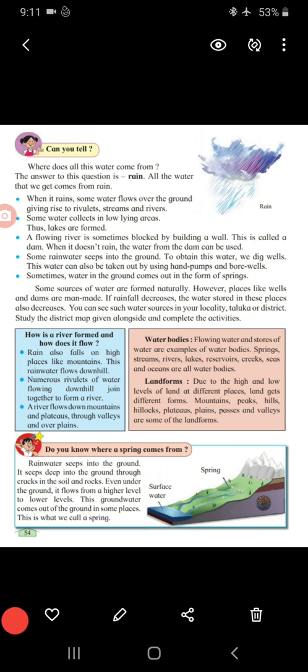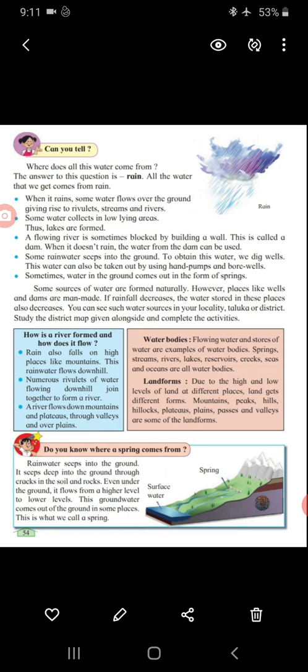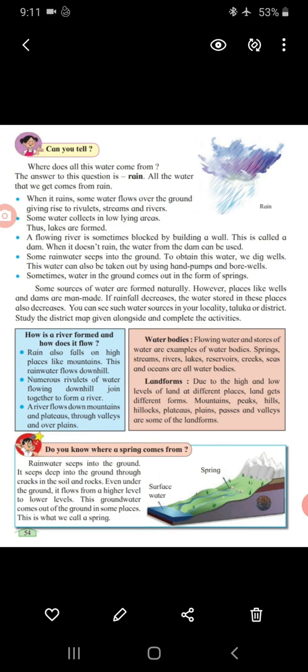Can you tell where does water come from? Where does all this water come from? The answer to this question is rain. All the water that we get comes from the rain. So children, we get water from the well, from the dam, from the hand pump, from the river. Okay. So this water comes from where exactly? Exactly from the rain.